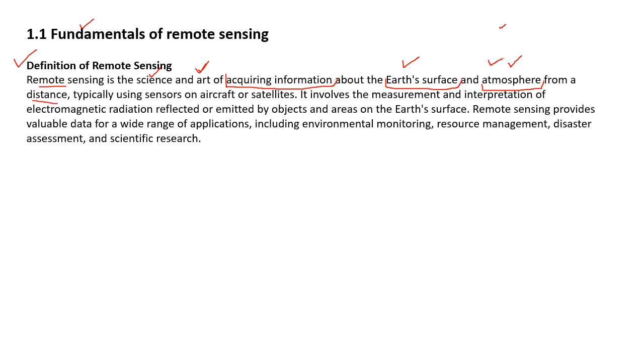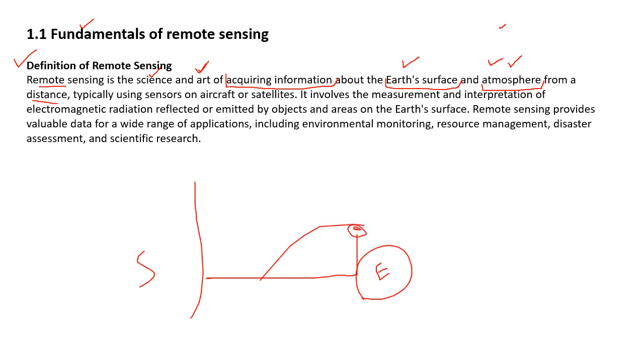From distance. Why am I saying distance? Because, as I explained before, this is Earth here, and let me make this the Sun here, and this is the satellite here. So the electromagnetic energy is coming, then reflecting, and the satellite is detecting this energy. The satellite is here and we are here. So from distance, this is the reason.